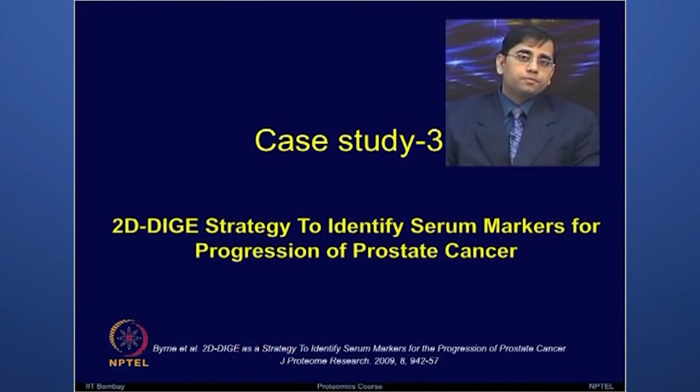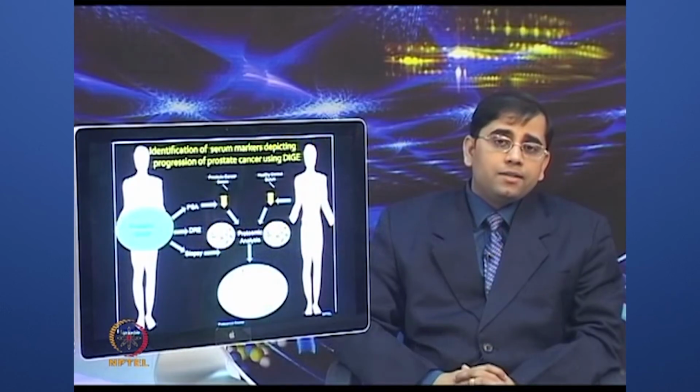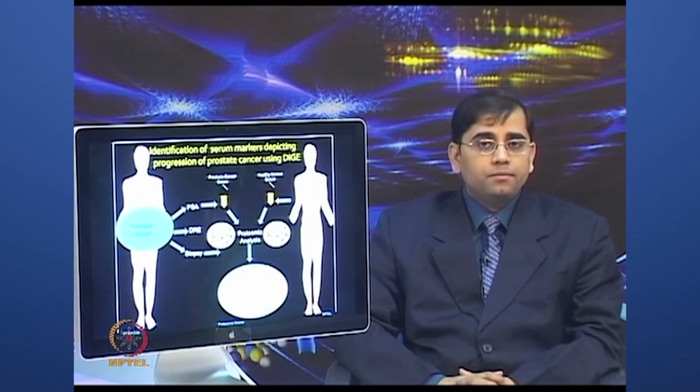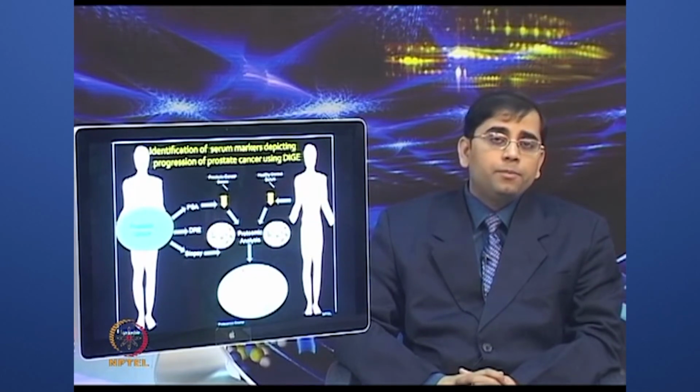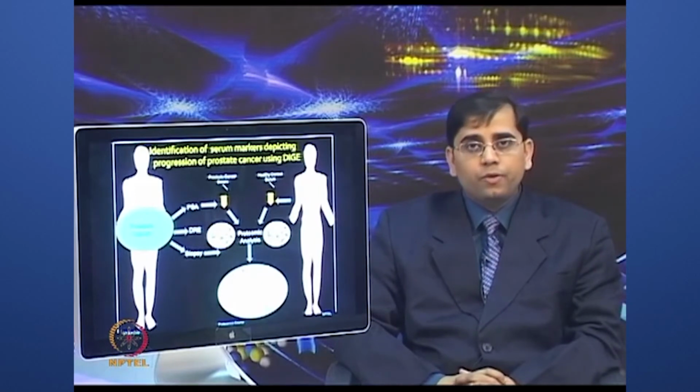So, let us talk now about case study 3 on 2D DIGE as a strategy to identify serum markers for the progression of prostate cancer. A study by Baird et al., published in 2009. In this study, the authors aimed at identification of serum markers depicting the progression of prostate cancer by using the difference gel electrophoresis technique.